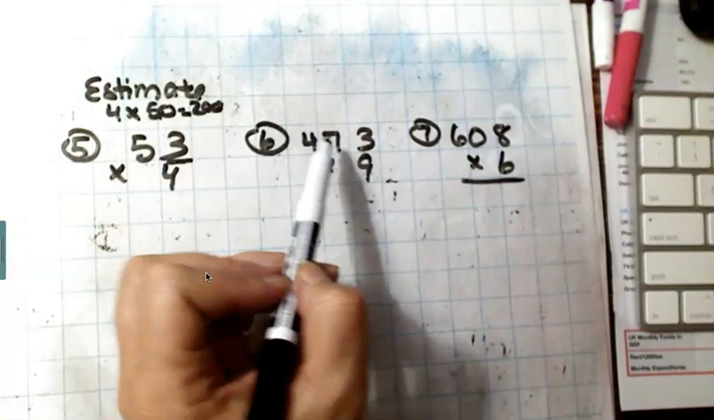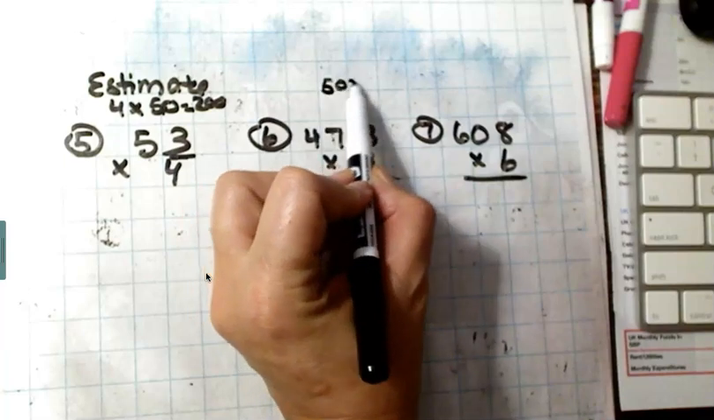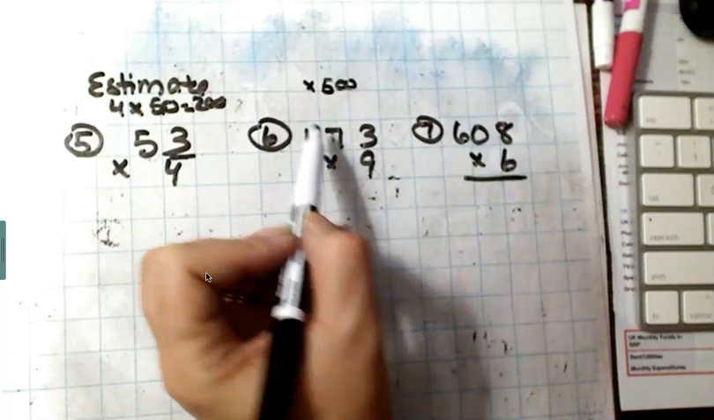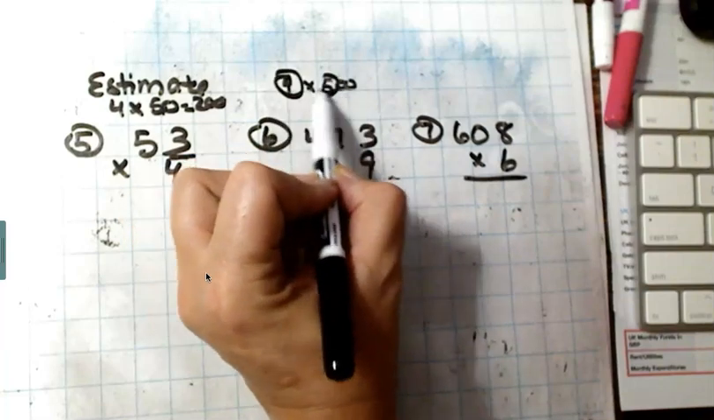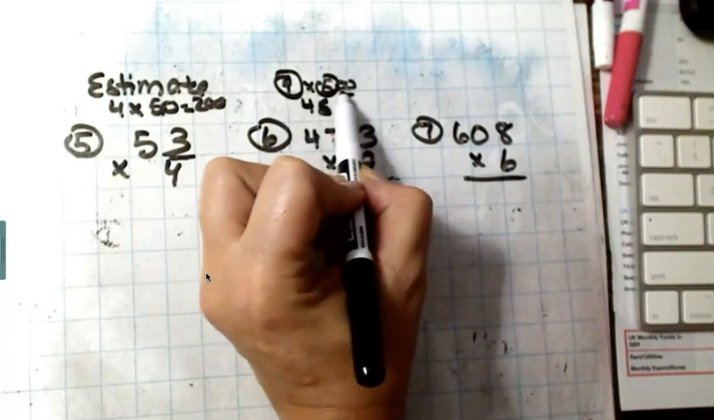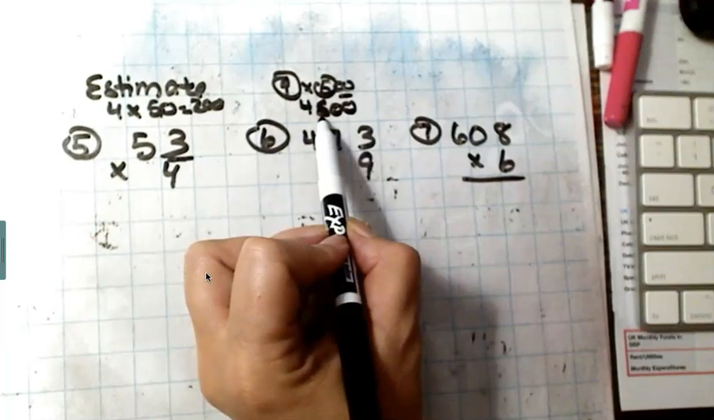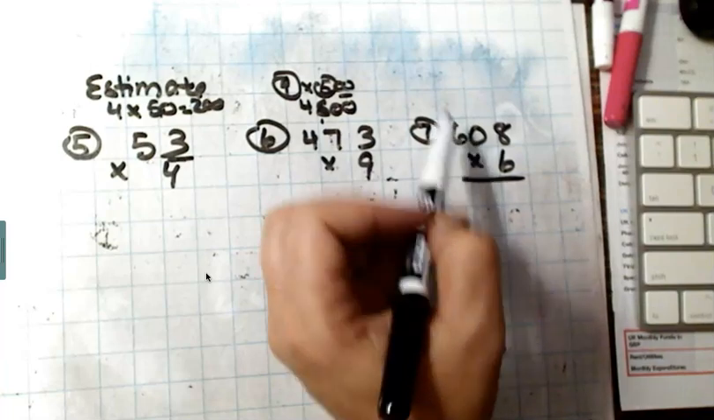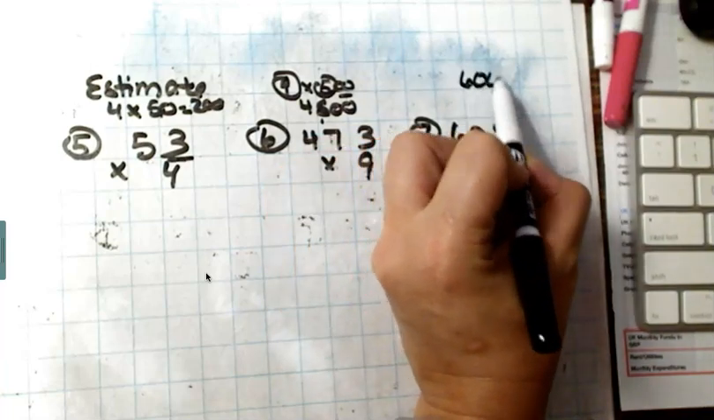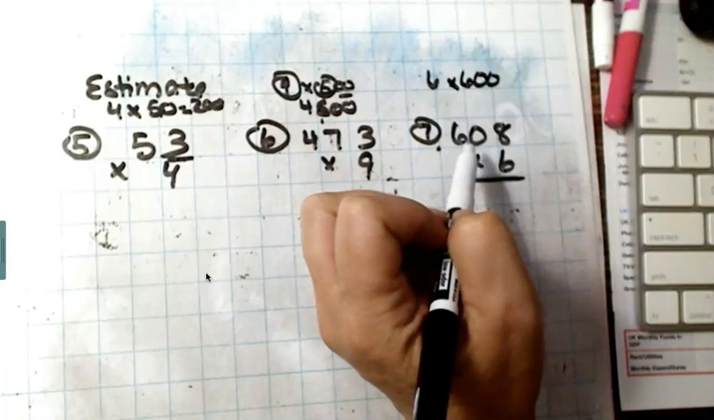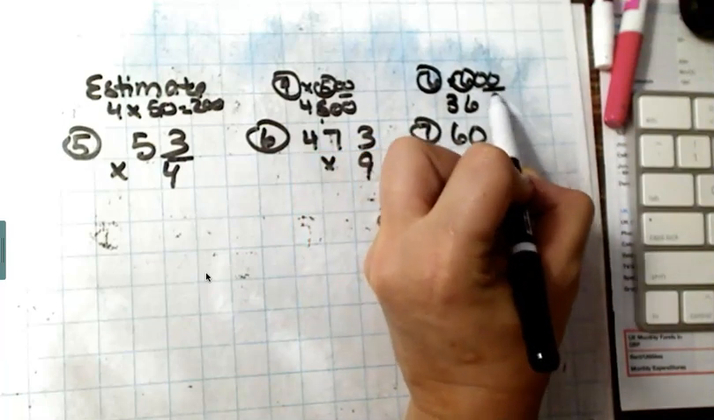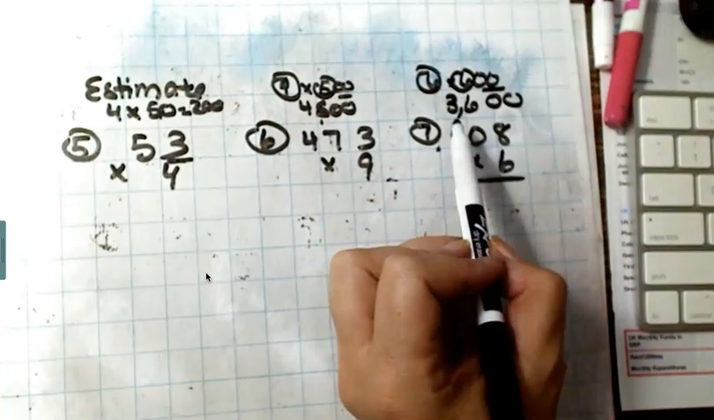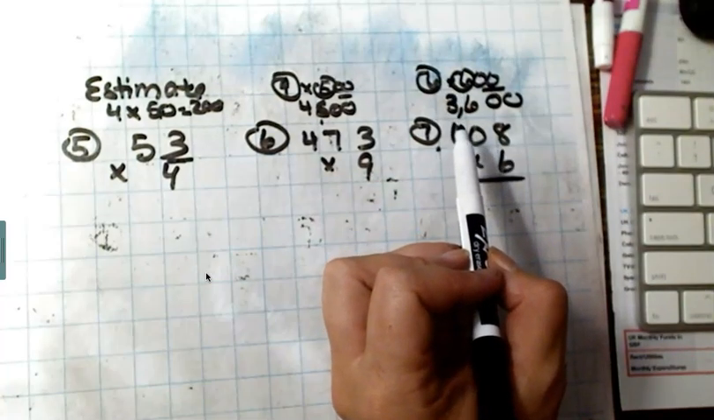This 473 is really close to 500. Would you agree? So I'm going to say 9 groups of 500. Well, what's 9 times 5? 45. How many zeros? 2. So my answer should be close to 4,500. This 608 is really close to 600, and I'm going to have 6 groups of that. So 6 groups of 6 is 36. How many zeros? 2. So my answer here should be really close to 3,600.